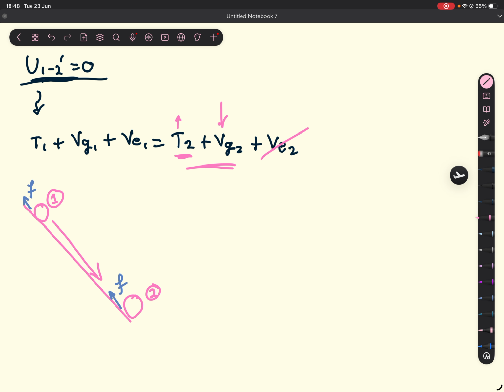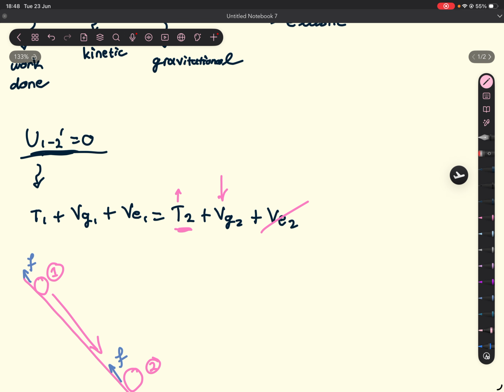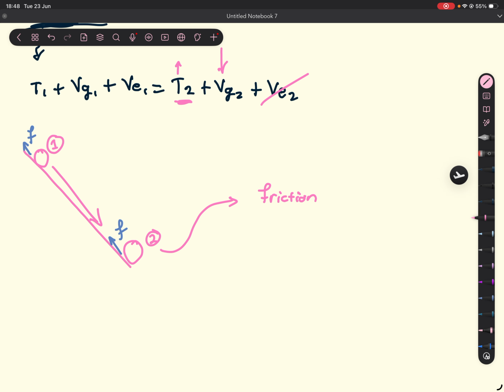So all that is saying is that the friction is removing energy from the system. So then U12 prime would be negative in that case. So in the case of friction, U12 prime would be less than 0, so negative. Also, friction is working in the negative direction in this case, so hence it's going to be negative.